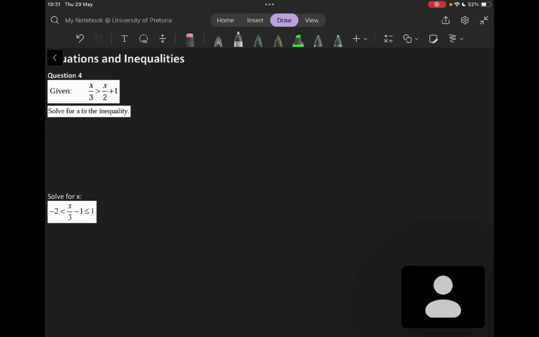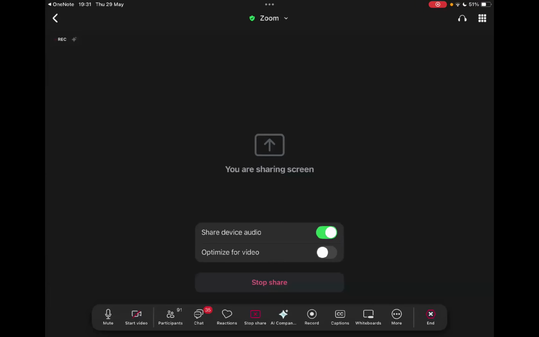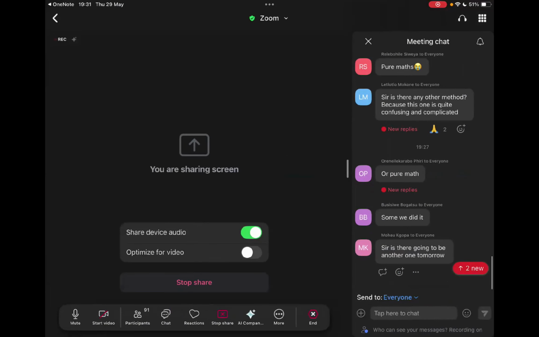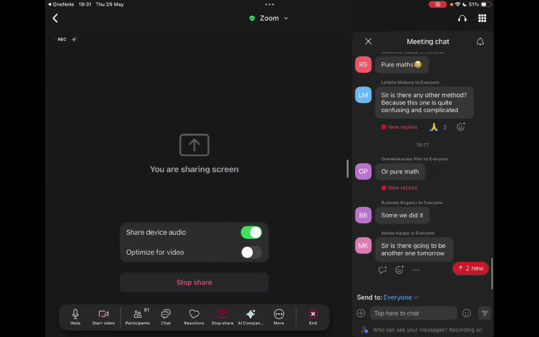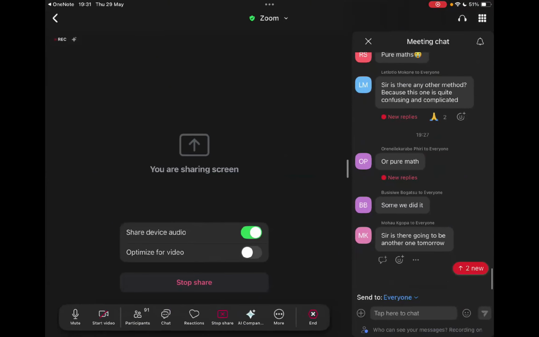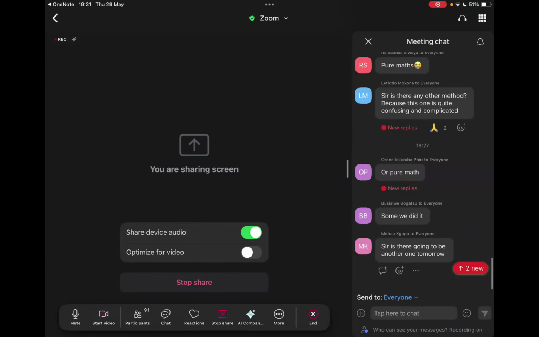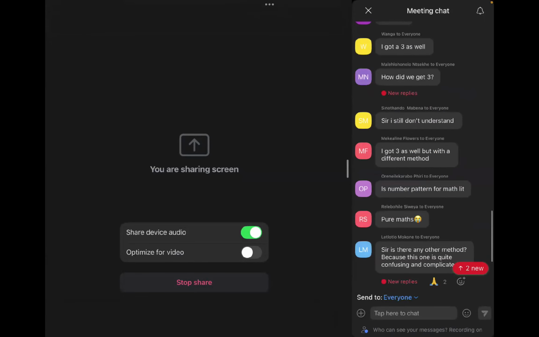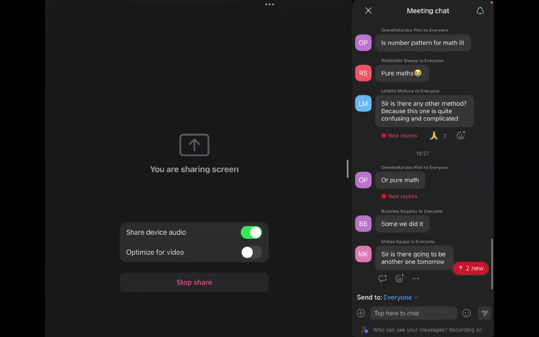Okay, guys, I hope we have solved this. I will get started on the answer. I'm just going to check the chat to see what you guys have thus far. Mohau, there is going to be a session tomorrow. Tomorrow's one is on paper 2. Let's see if there are any other questions.